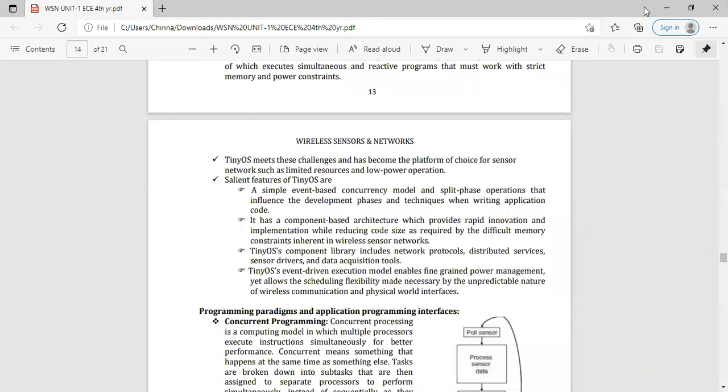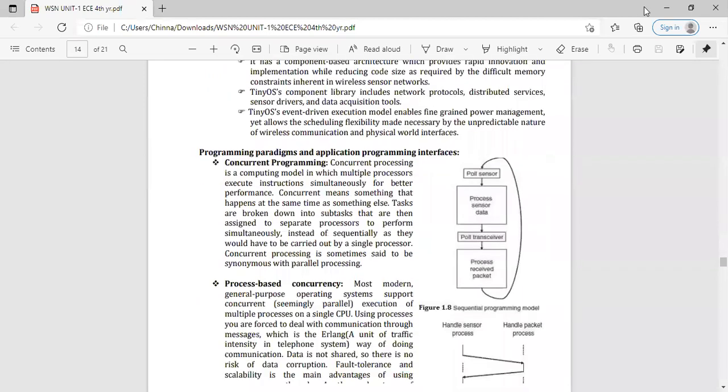It has a component-based architecture which provides rapid innovation and implementation while reducing the code size. Automatically and continuously reducing the code size, it will also support new types of technologies. Network protocols, distributed services, sensor drivers, and data acquisition tools will all be supported for TinyOS. So TinyOS is easy to communicate with physical world interfaces. It is used for easily converting to physical world interfaces.